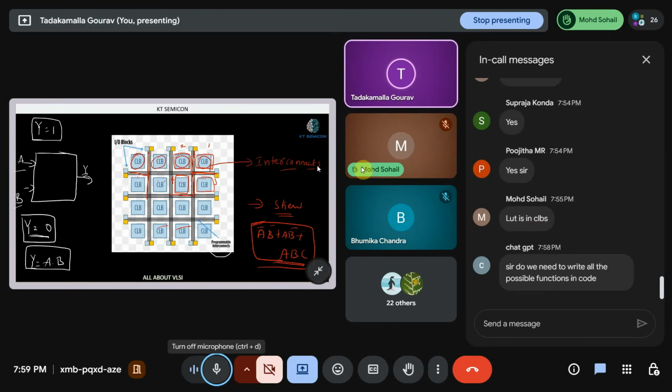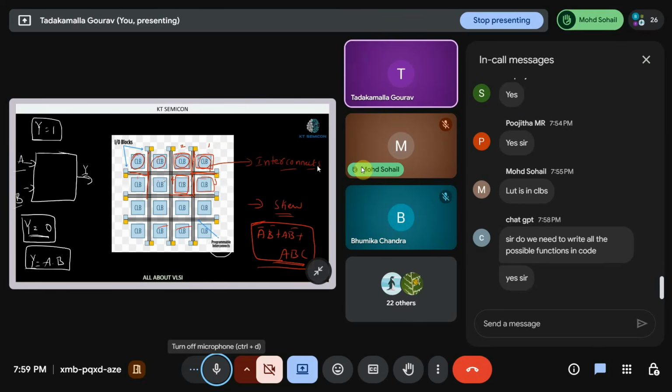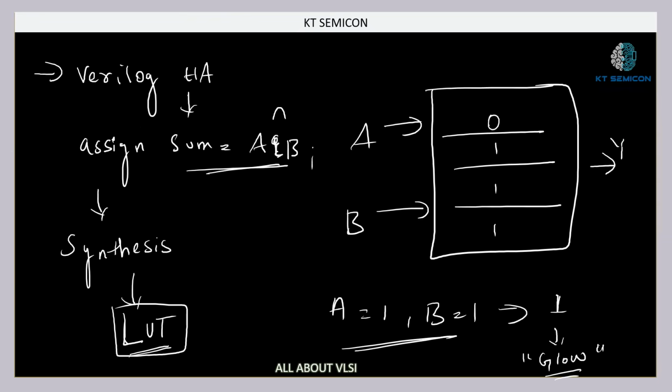Do we need to write all the possible functions in the code? No, no. The reason I mentioned all the possible functions is that I wanted to show you how powerful a simple LUT is. Using a two-input LUT, you can get all these possible functionalities. Yes, Sohail, I think you have got my point right.